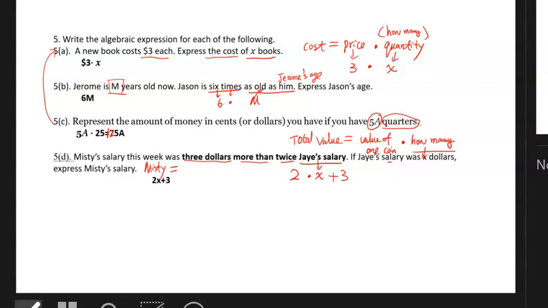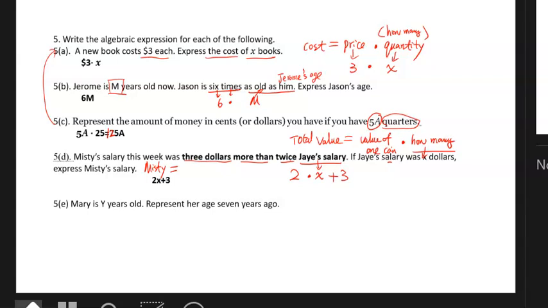So whatever Jay's salary is, if X is, let's say, $100, then Misty will be doubling 100 and adding 3 to it. So Misty's salary can be obtained by multiplying Jay's salary by 2 and plus 3.